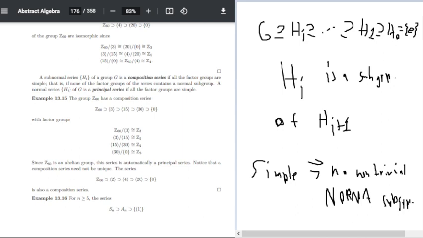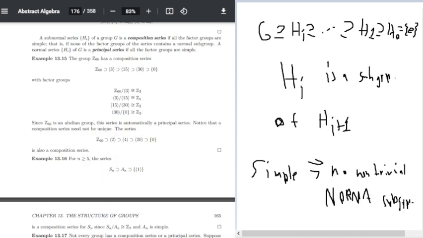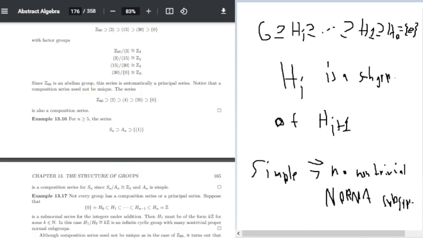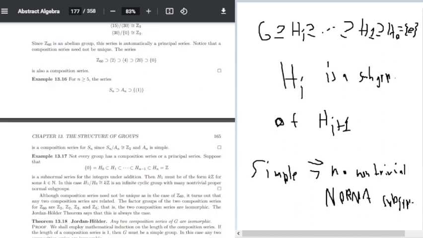Example 13.15. The group Z sub 60 has a composition series Z sub 60, subset of the subgroup generated by 3, subset of the subgroup generated by 15, subset of the subgroup generated by 30, subset of 0, with factor groups Z sub 60 over 3 isomorphic to Z mod 3, 3 over 15 isomorphic to Z mod 5, 15 over 30 isomorphic to Z mod 2, and 30 over 0 isomorphic to Z sub 2. Since Z sub 60 is an abelian group, the series is automatically a principal series. Notice that a composition series need not be unique. The series Z sub 60, subset of 2, subset of 4, subset of 20, subset of 0, is also a composition series.